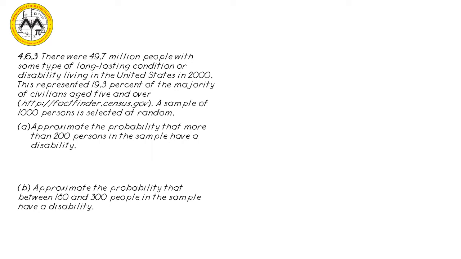Next problem, there were 49.7 million people with some type of long-lasting condition or disability living in the United States in 2000. The probability was represented at 19.3%, so 0.193, of the majority of civilians age 5 and over.